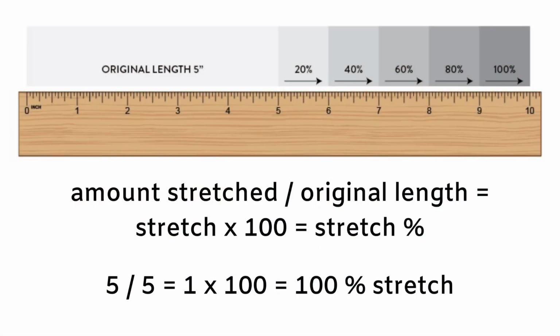This fabric stretched to 10 inches, so using the formula, we see that the amount stretched beyond the original length equals 5 inches. Divided by the original length of 5 inches equals 1. 1 times 100 equals 100. So this fabric has 100% horizontal stretch across the grain.